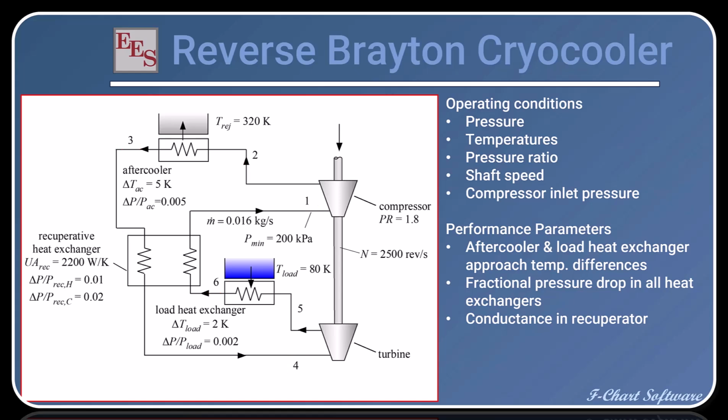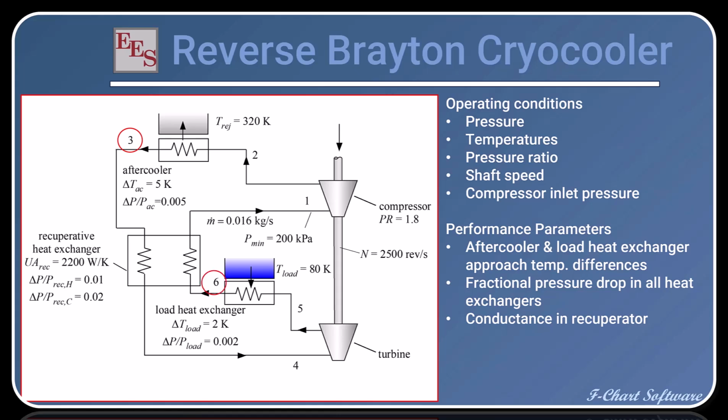So that's one intensive property at every state. So what else would I do then? I know that the temperature leaving the aftercooler must be the heat rejection temperature plus the aftercooler approach temperature difference. So that completely specifies state 3. I think I can do the same thing down here on the load heat exchanger.